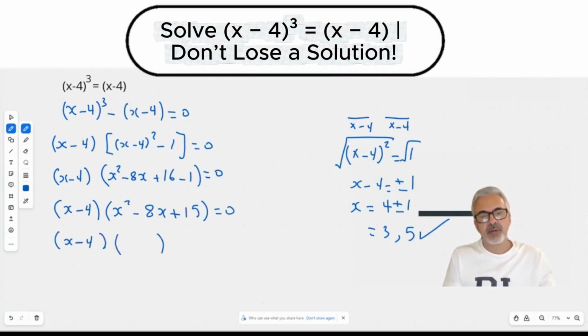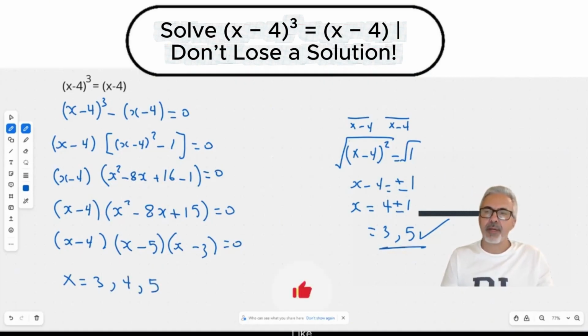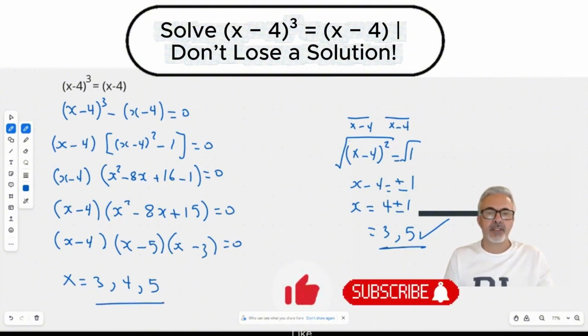And this factors into x, what multiplies to give you positive 15 and add to give you negative 8? That's negative 5 and negative 3. And now we have all of our solutions. So x equals 3, I'm just going in ascending order, and x equals 4, and here x equals 5. So when you compare this to this, you know you missed the 4 as one of the answers.